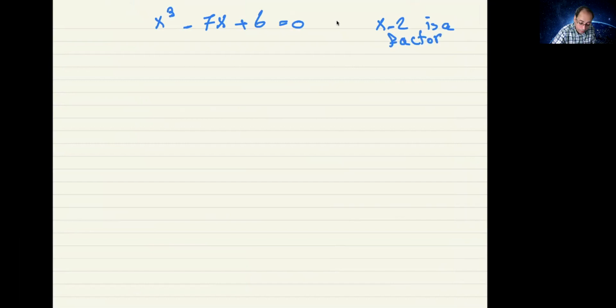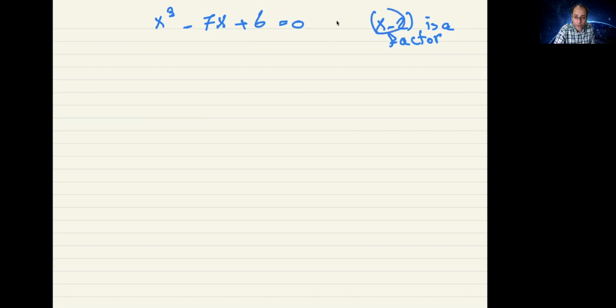I'm using this example because I'm going to use two things here. It has a different idea. So I'm given that x cubed minus 7x plus 6 equals 0. And I'm giving you that x minus 2 is a factor already. So I know that x minus 2 is a factor. I'm asking you to solve this equation. So in this way, I am using the synthetic division.